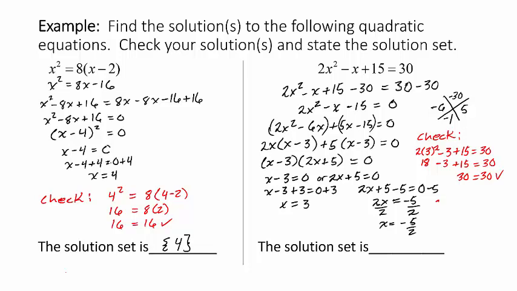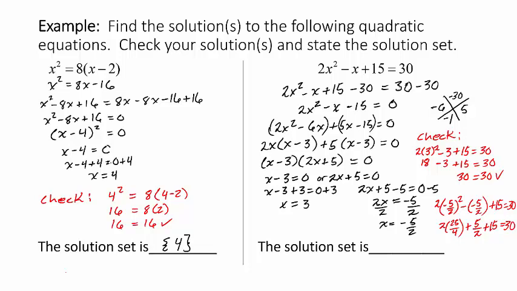If we stick this back in, we're going to have 2 times negative 5 halves, quantity squared, minus a negative 5 halves. So we're really adding there. Plus 15. Does that equal 30? Negative 5 halves squared is 25 over 4, right? And a double negative gives a positive, so we're adding 5 halves. We're adding 15. Is that equal to 30?